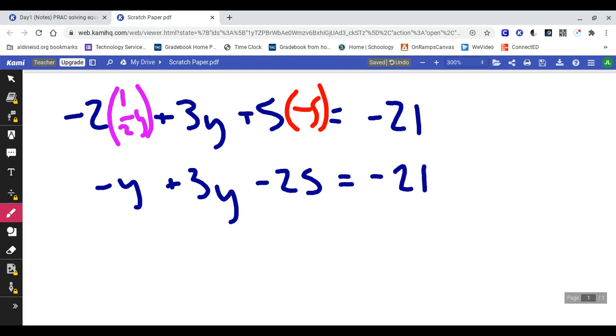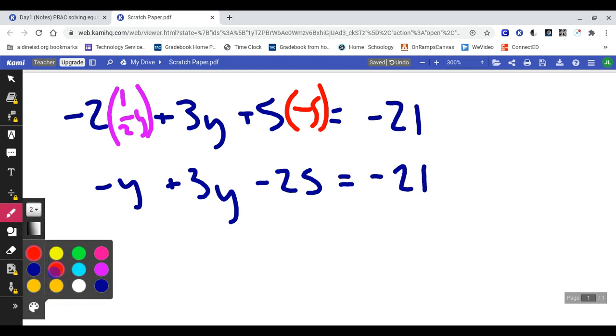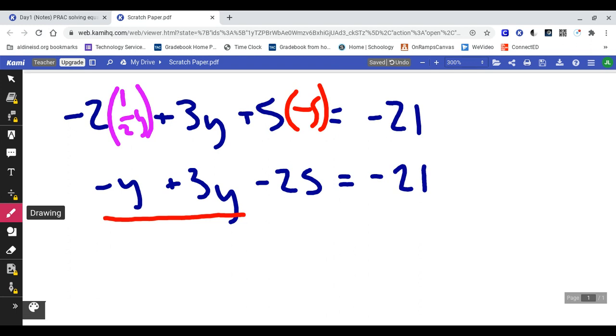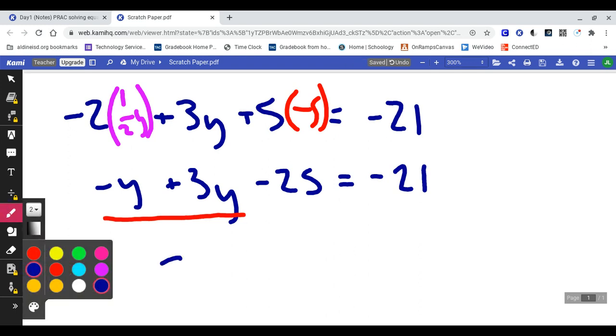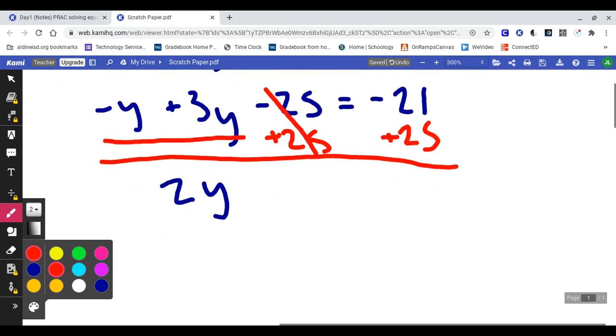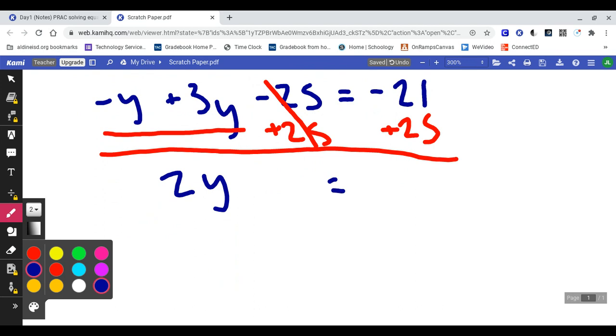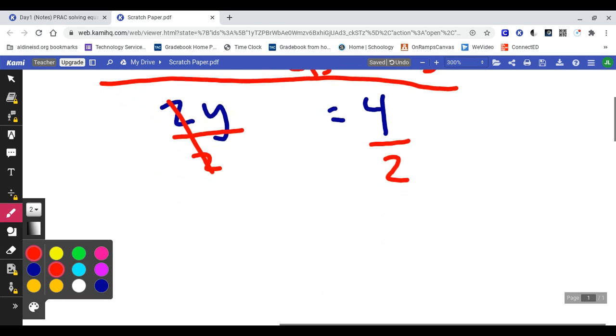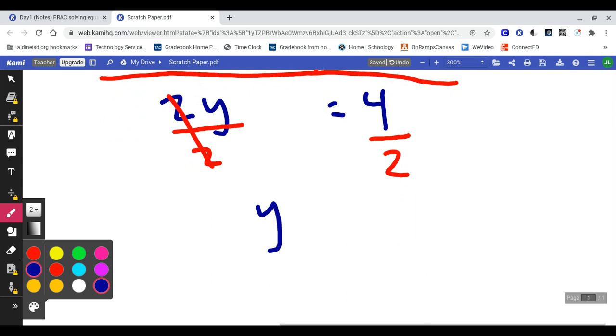And now we'll combine our like terms. So the two y's can go together. So -1y plus 3y should give me 2y. I can add 25 to both sides to make this cancel out. So I should see a 4 over here. And then finally, we'll divide the 2 on both sides to get our answer for y.